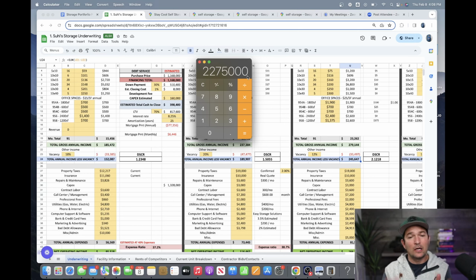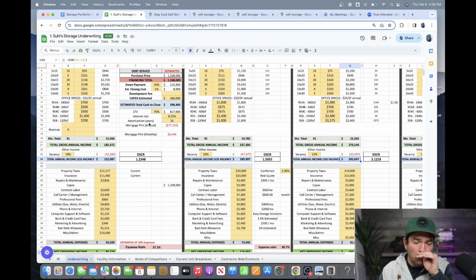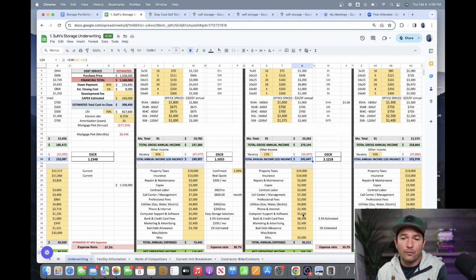$2,275,000. So what does that tell me? This is showing me that we can buy the facility for 1.33 with all the bells and whistles, and a year later, if we hit this pro forma, we have $1 million revenue increase. Equity increase. We've added $1 million to this facility.